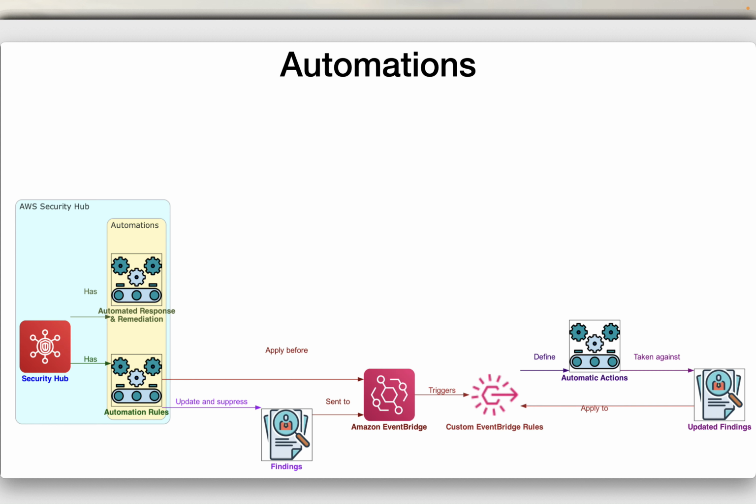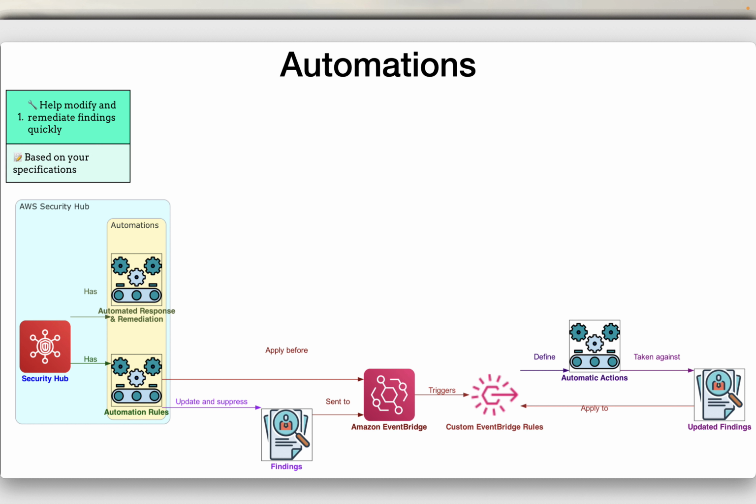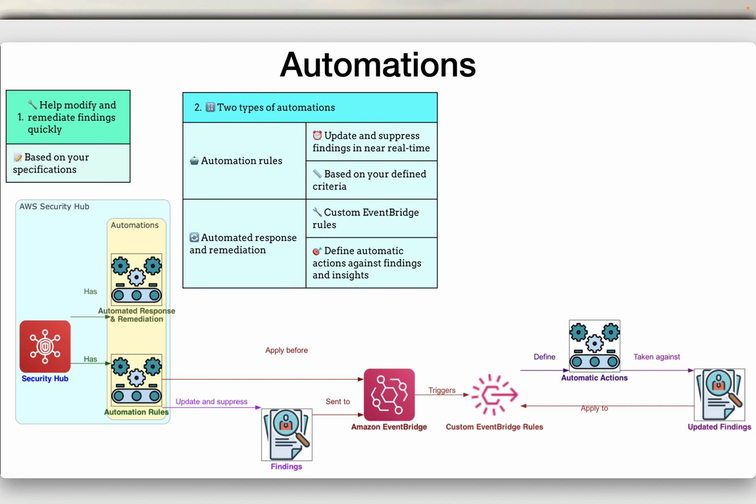Okay, next is automations. Security Hub automations can help you quickly modify and remediate findings based on your specification. Security Hub currently supports two types of automation. One is automation rules, which automatically update and suppress findings in near real time based on criteria that you define. The second type is automated response and remediation. Create custom EventBridge rules that define automatic actions to take against specific findings and insights.